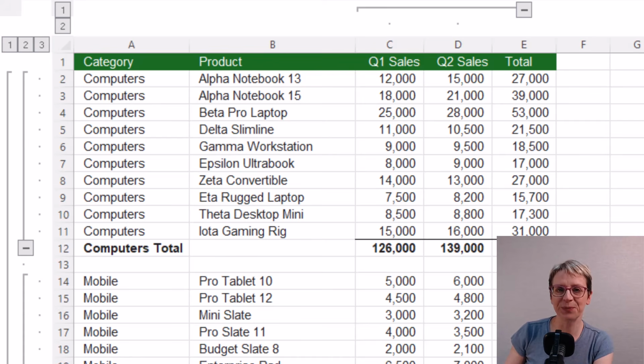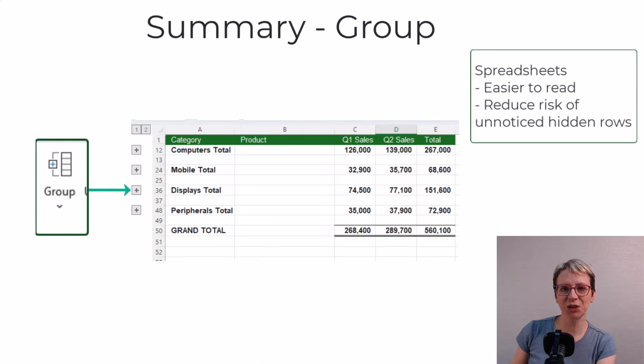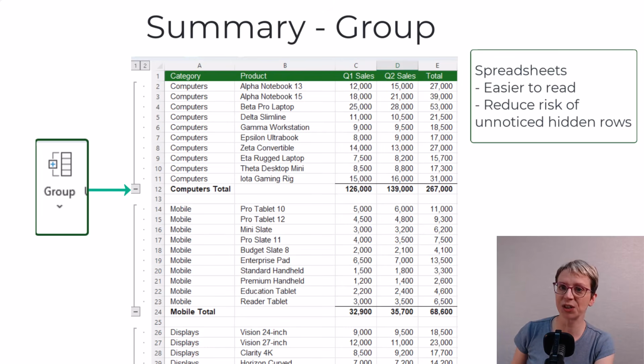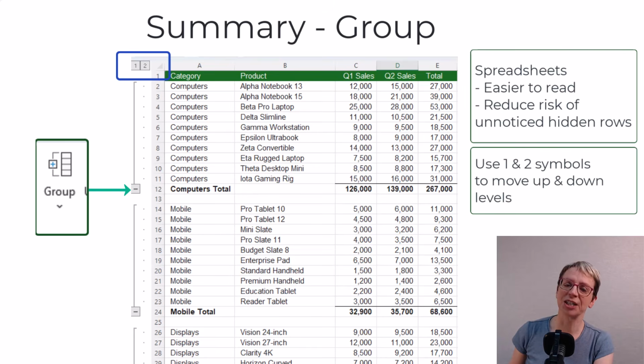level 2. So in summary, using Group can make your spreadsheets easier to read and reduce the risk of unnoticed hidden rows. Using the 1 and 2 symbols in the top left-hand corner makes it quicker to collapse and hide a group of rows.